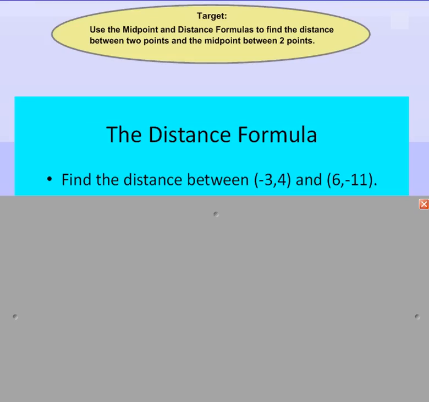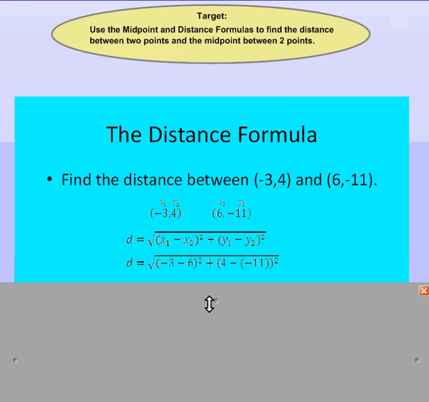Let's see an example of the distance formula being used. We're going to find the distance between -3, 4 and 6, -11. My suggestion is that you start by labeling a point, point 1 or point 2. Once we have the points labeled as point 1 and point 2, you're able to just substitute those values in for x1, y1, x2, y2 into the distance formula.